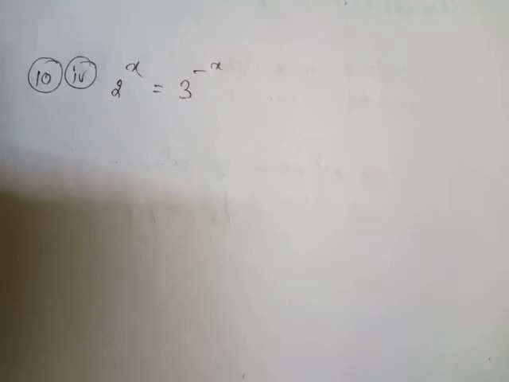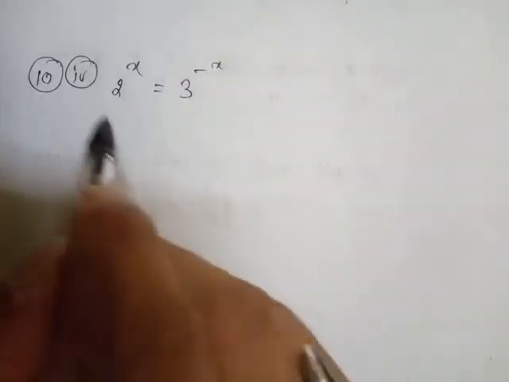Students, now we're going to solve that 10 Roman 4. Now the question is actually here. Students, this is the question of 10 Roman 4: 2 to the power x equal to 3 to the power minus x. Now look how to solve this one.